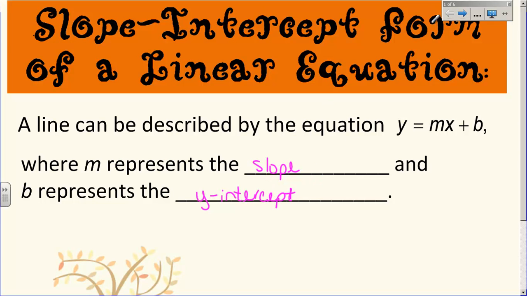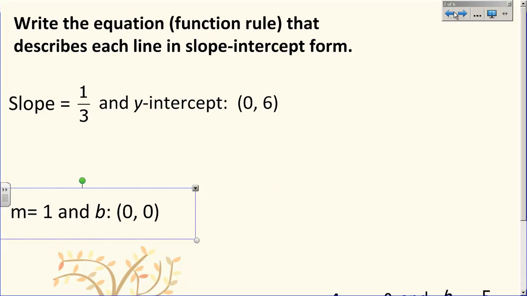So m is the slope, b is the y-intercept, and here is the form of the equation. You're going to need to know that. We're going to hear it often. We're going to use it a lot. So we're going to write the equation or the function rule that describes each of these lines in slope-intercept form. So everything we're going to write is going to be in this form, y equals mx plus b. Y and x, by the way, will just be variables. We will not plug numbers into y and x. They won't be anything other than y and x. And then m will be the slope and b will be the y-intercept.